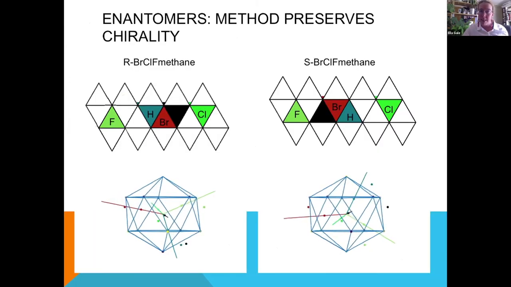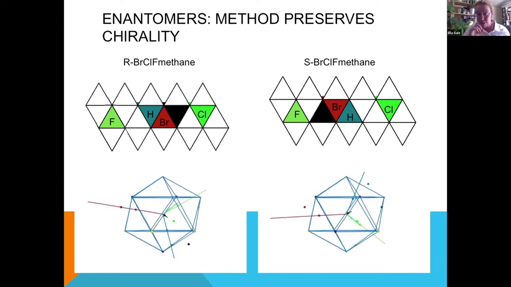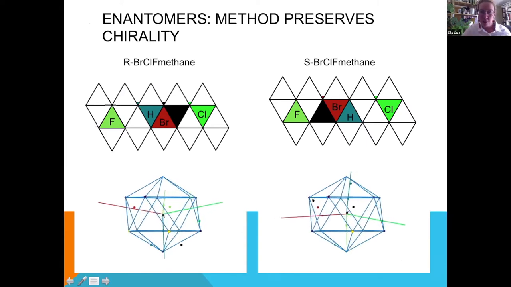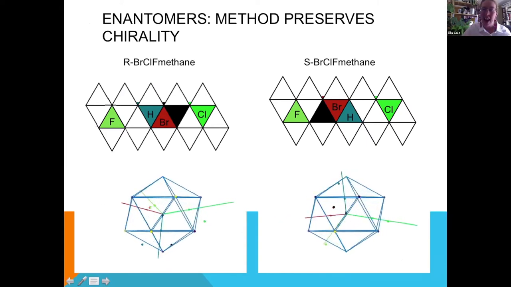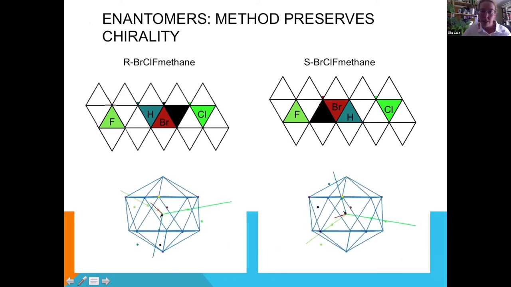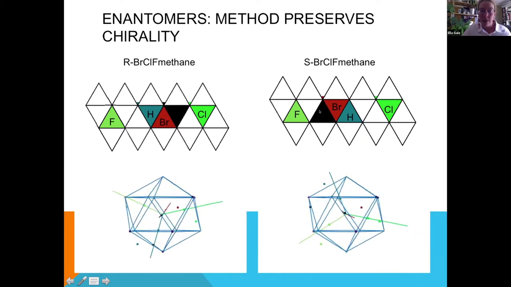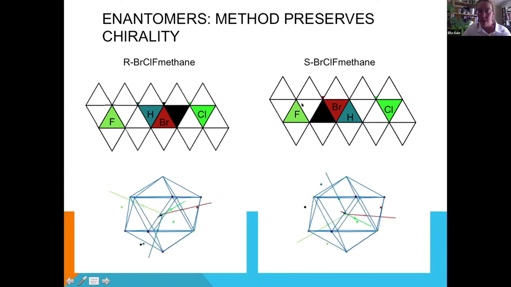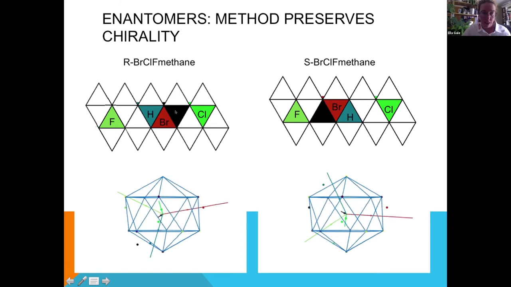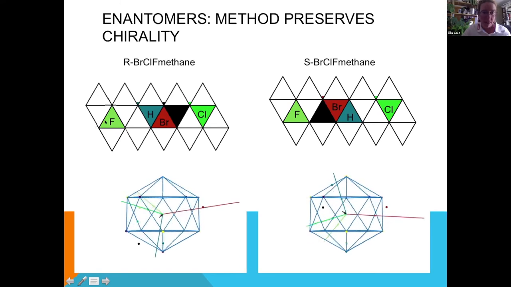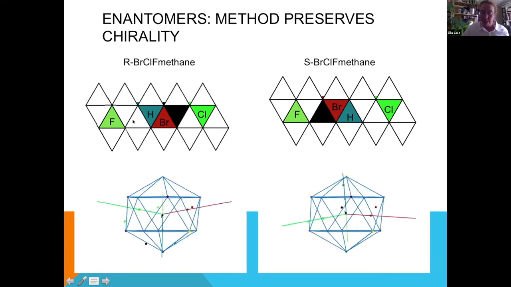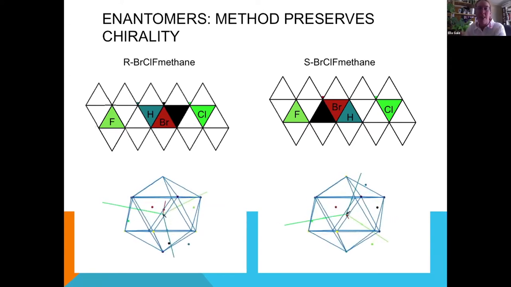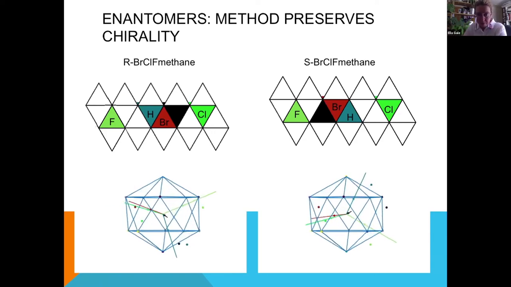And does it pay attention to chirality? And the answer is it does. So here are two chiral enantiomers. If you look at the one on the right-hand side, the black triangle there is carbon, you'll see that the fluorine is two triangles away from carbon on that surface. And if you compare it to the enantiomer on the left, you'll see that to go from fluorine to carbon, there isn't a two triangle group. So these can't be overlapped, which means you can tell the difference between the chiral enantiomers.